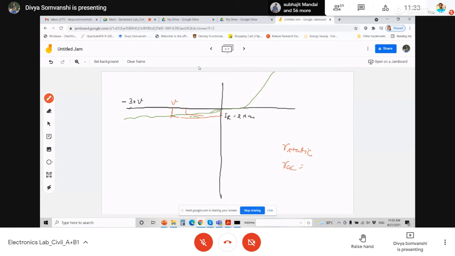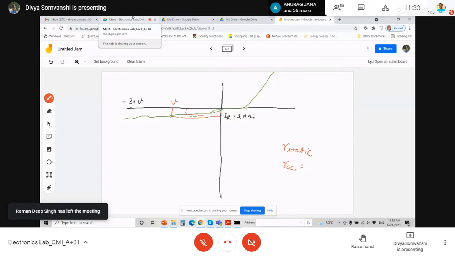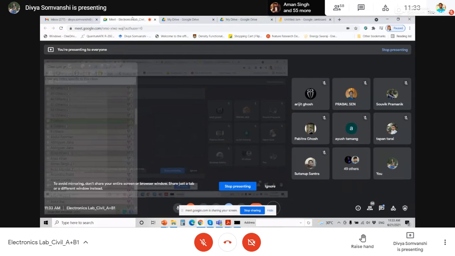In which bias condition will your resistance be high? In a forward bias or a reverse bias? Reverse bias. Okay. So I'm again asking someone.